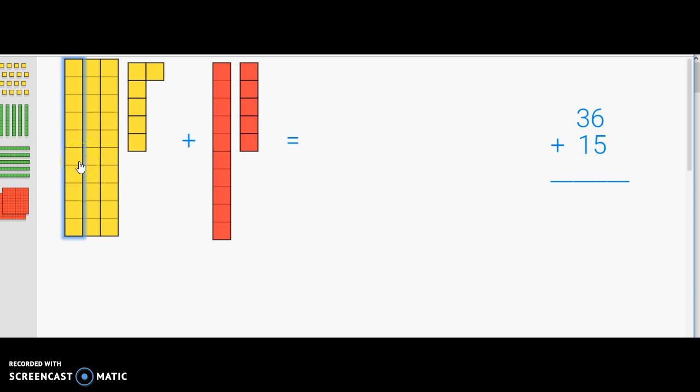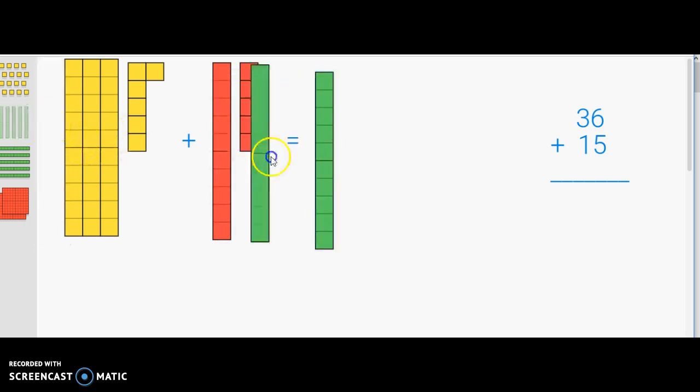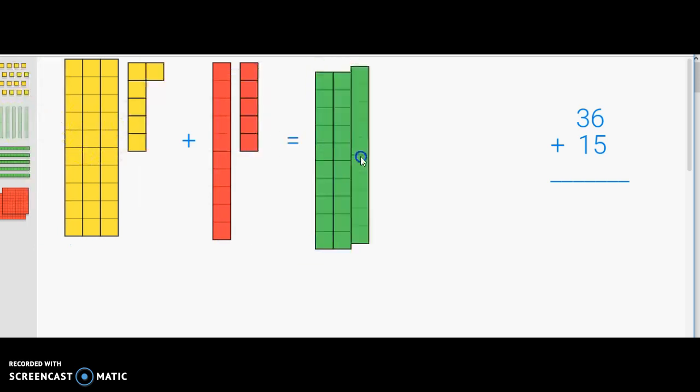So we are going to add our 10s first. So if I have 3 groups of 10s, 10, 20, and 30, that gives me my 30 and 36. And then I also have my 6 ones. 1, 2, 3, 4, 5, and 6.